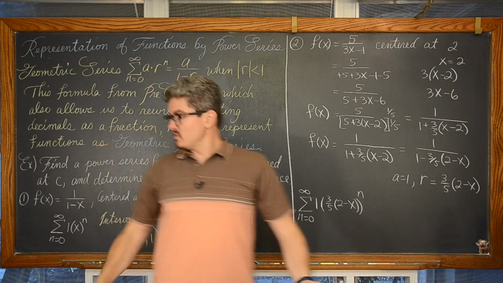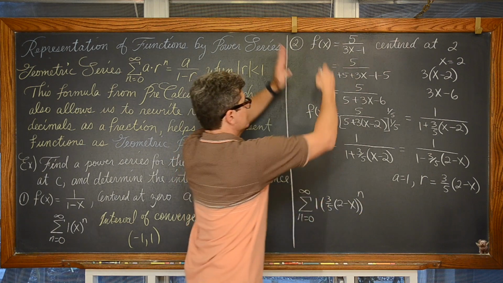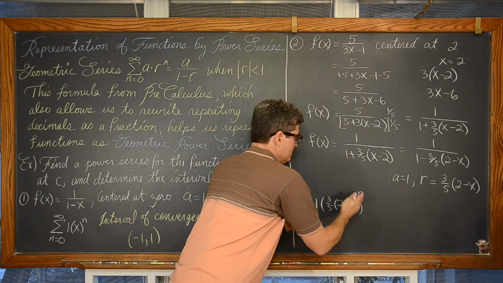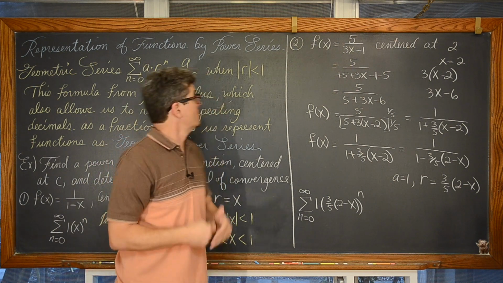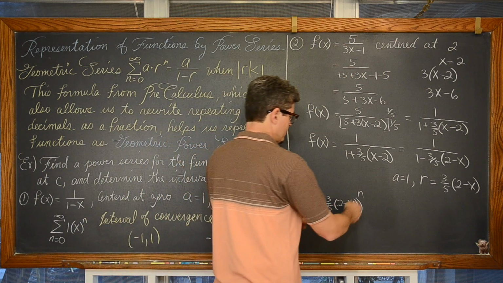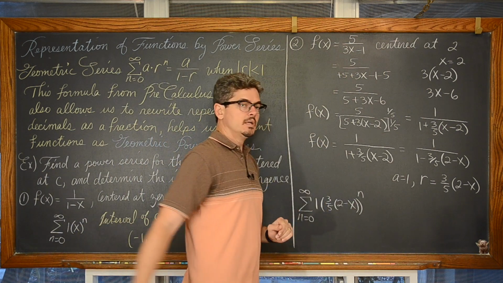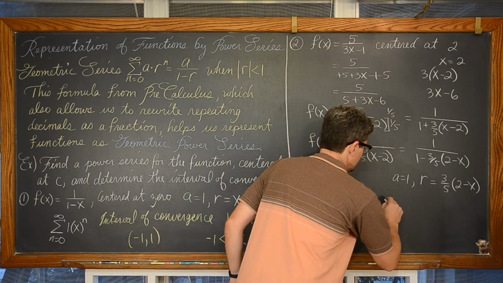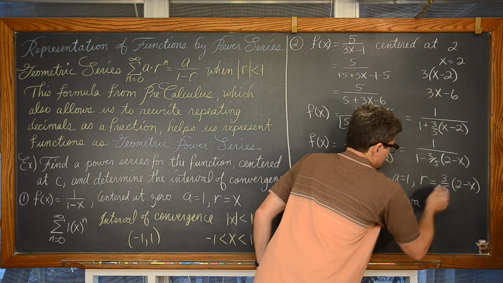Well, like we mentioned with the first example, this series is not always going to represent this function. This series is only going to give a valid answer when it converges, when the absolute value of r is less than 1. So for this to give a valid answer, it needs to converge. I'm going to find the interval of convergence. When are you allowed to use it?